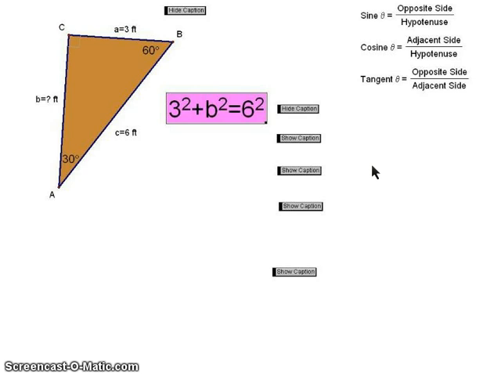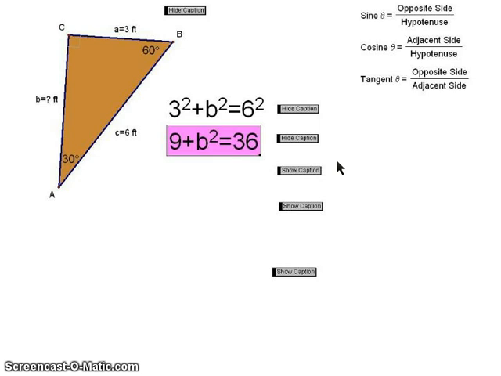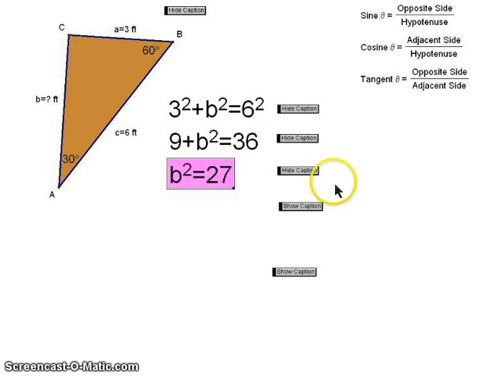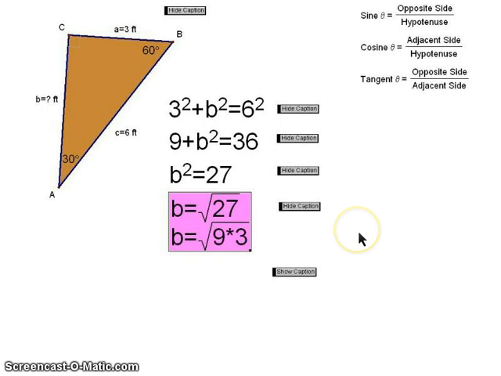The rest of this is just going to be to isolate b, figure out what that missing side is. So we do the arithmetic, 3 squared is 9, 6 squared is 36. We subtract 9 from both sides and we get b squared equals 27. We're not interested in b squared, we're interested in b, so we take the square root of both sides. And here I just want to draw your attention to the answer: the square root of 27.